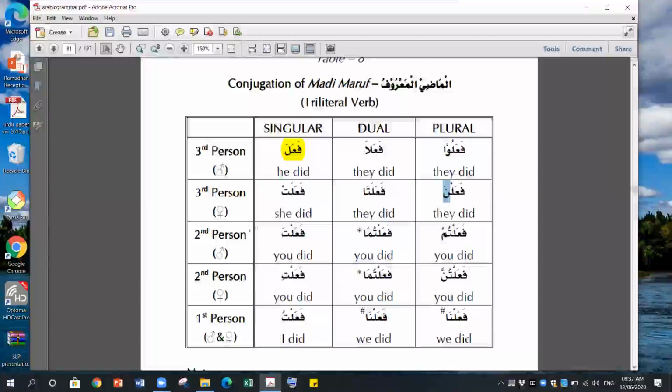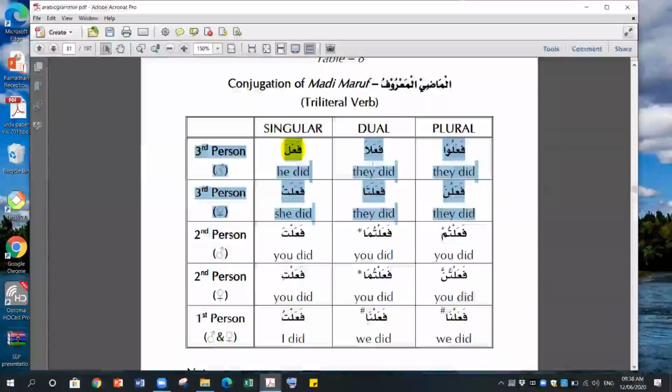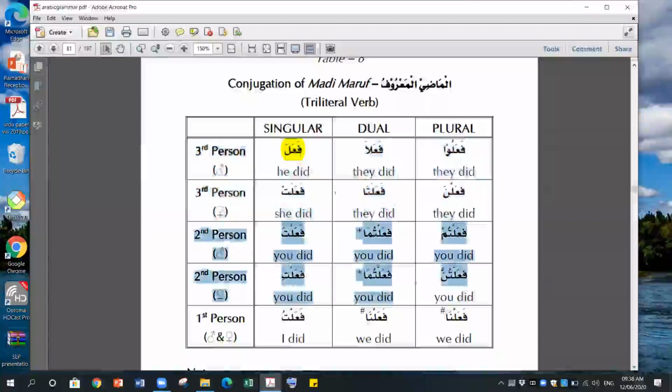Now let's go to the second person pronoun. You have to remember the singular, dual, plural and the masculine, feminine, plus you have to remember these all were third person: they, she, he, like that. Now we are moving to the second person pronoun. So second person, now look at the difference.